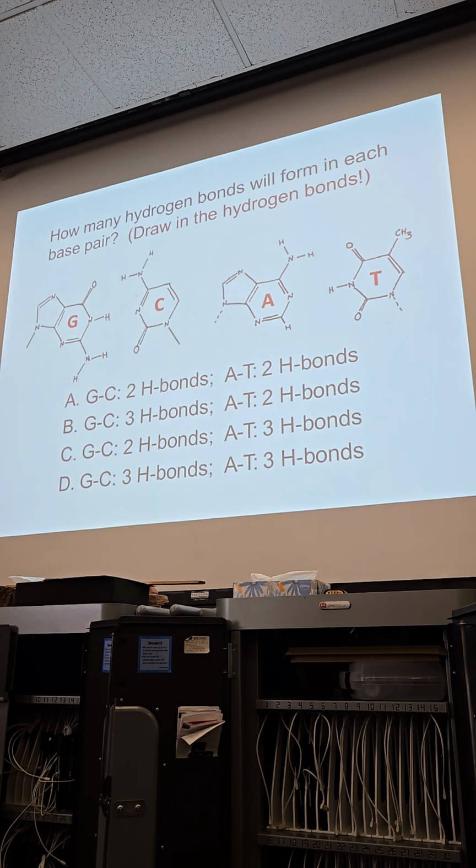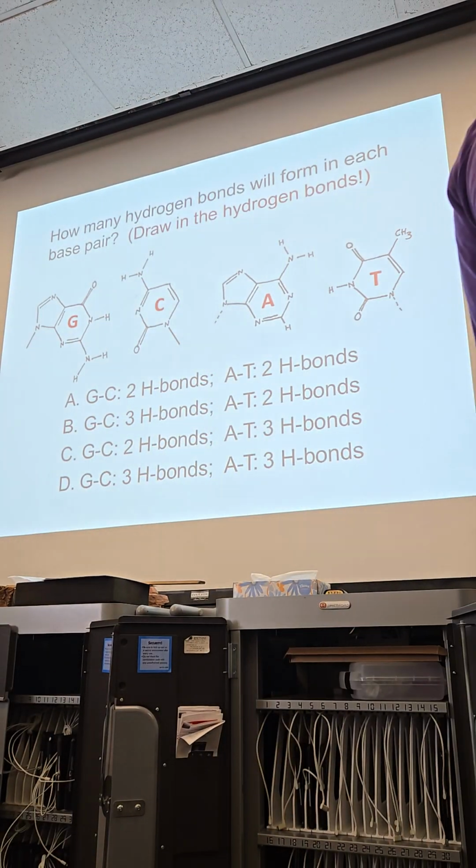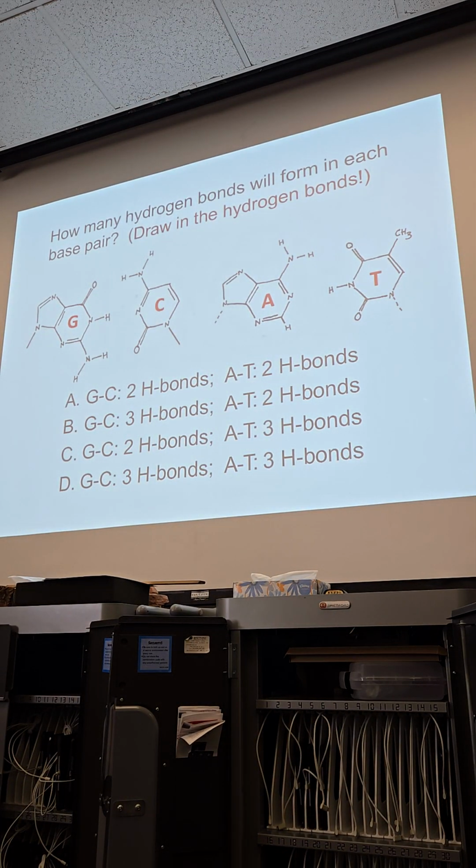I put B. G and C with three, and A and T with two. Yeah, the nitrogen, you are right, on the A can go to the A and T's. How many hydrogen bonds can they form? Two. G's and C's can form three.